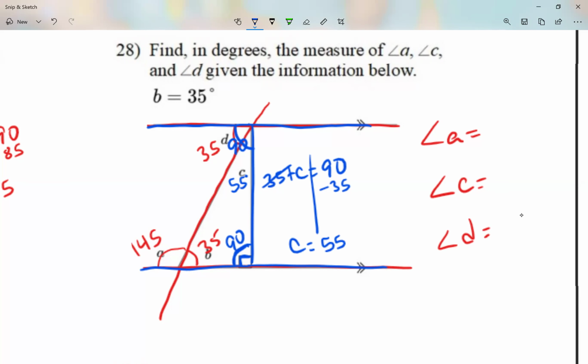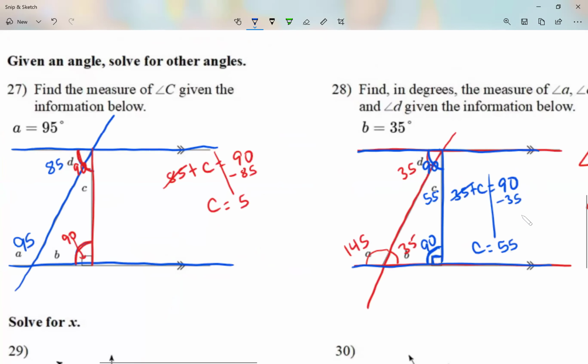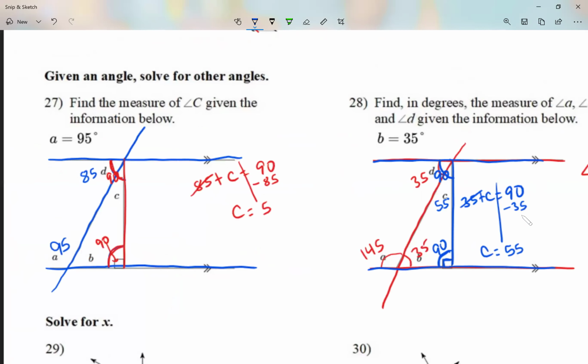All right, so I'm ready to answer here. The angle A is 145. Angle C is 55. And angle D in this case is 35. You got to use your ideas of parallel lines and a transversal.